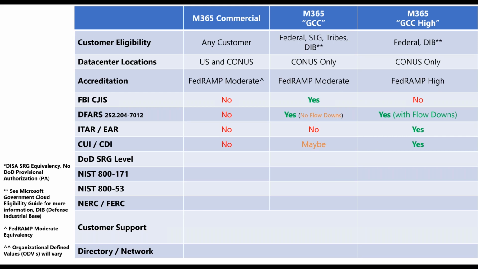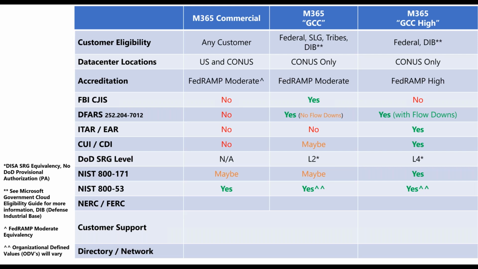All right, so I'm going to go to SRG level here. The DoD Security Requirements Guide: basically you don't get anything in Commercial. In GCC, you do get a Level 2 provisional authorization. In GCC High, I believe it's actually a recent improvement here, it was Level 4, and is now Level 5 that you can get with GCC High.